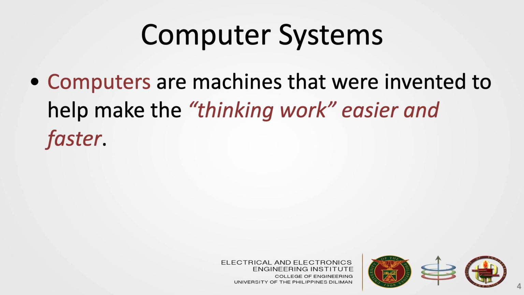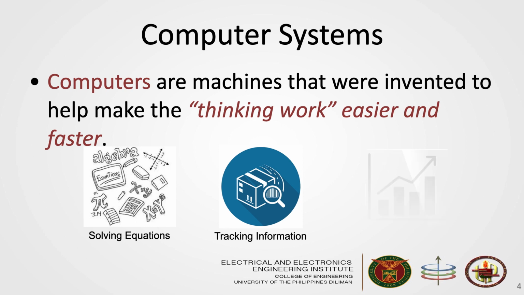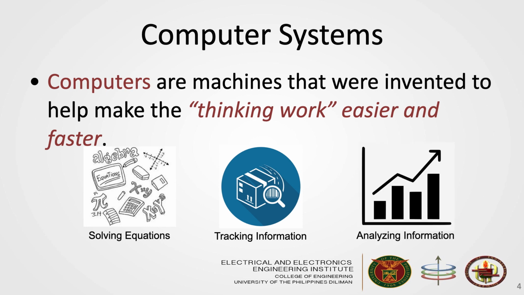Computer systems, or simply computers, are machines that were invented to help make the thinking work easier and faster, like solving a number of equations, tracking information, or analyzing information. They were used to manipulate information without going through the tedious paper computation.